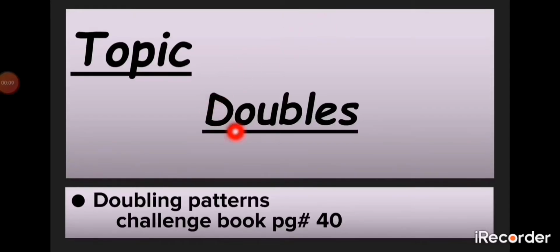Our today's topic is doubles, and the subtopic is doubling patterns. Challenge book, page number 40. So take out your challenge book and open page number 40 and get ready.